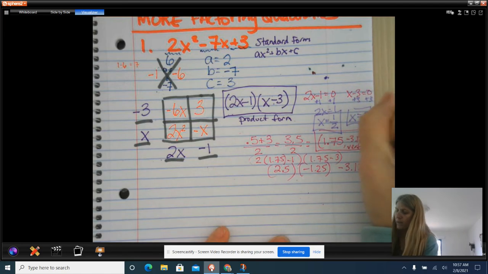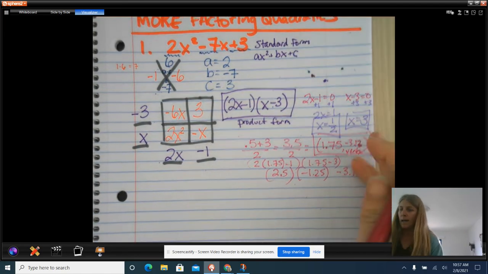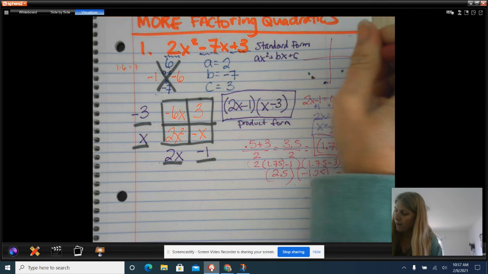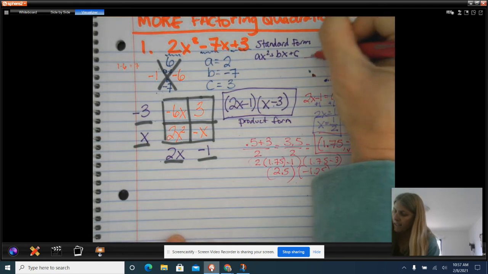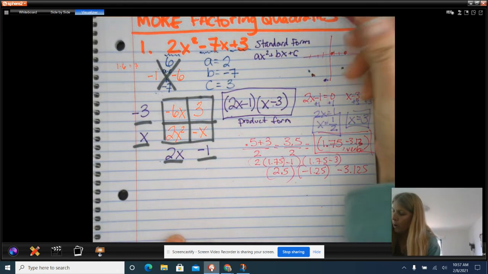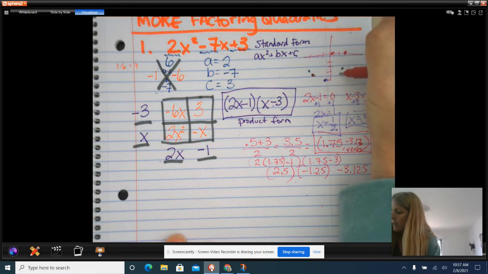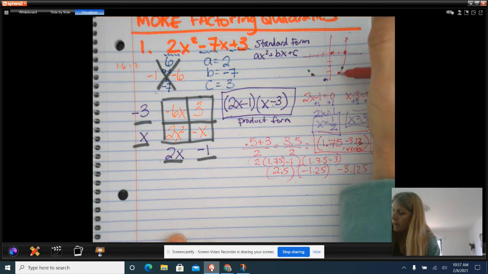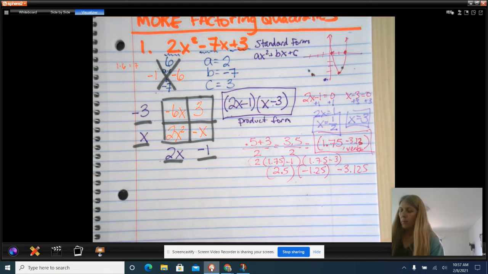So now that we have these two items, we can go ahead and graph. Of course, we have lots of decimals going on here, but we have an x of 1/2 and an x of 3, and then we have 1.75, negative 3, and that is going to be our parabola.